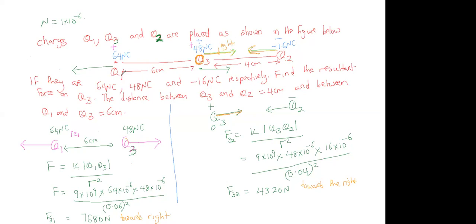When you look at Q1 and Q3, you are noticing that it is a repulsive force. So one is pulling this side, another one is pulling the other side. But I'm interested in the force on Q3, so the force on Q3 is pulling to the right. That's why I'm saying my direction is going to be towards the right, and here towards the right. Members, is that fine?